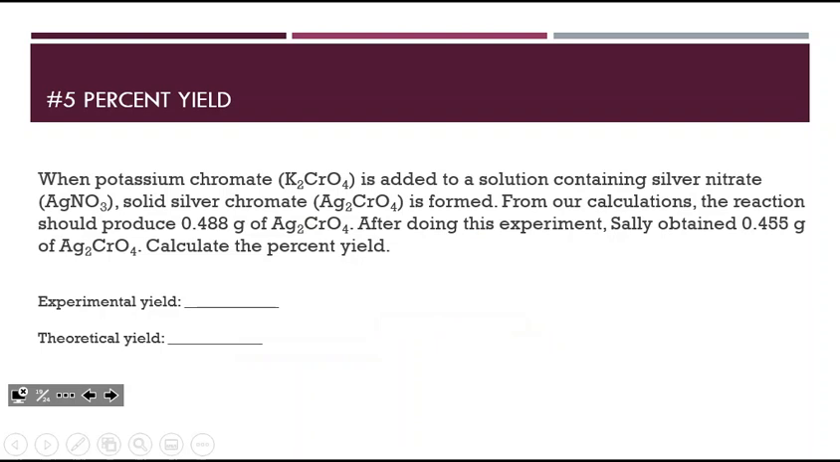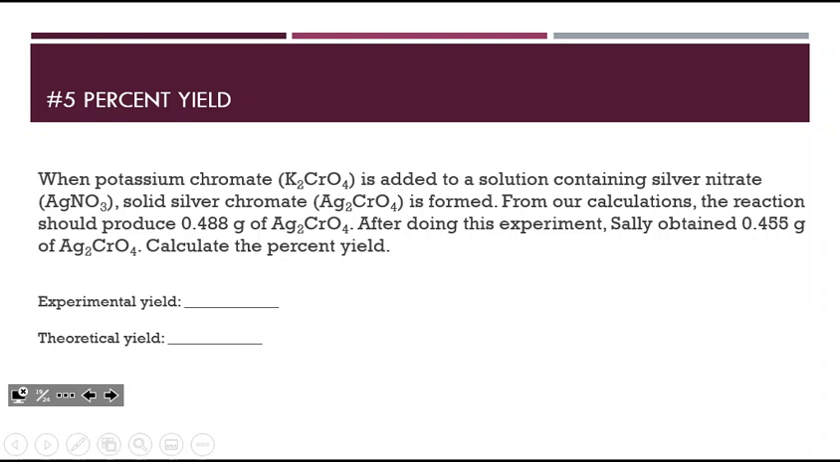All right, so here's our first example. This one's nice and easy because they don't make you do any extra calculating, because they tell you what the theoretical yield is. When potassium chromate is added to solution containing silver nitrate, solid silver chromate is formed. From our calculation, the reaction should produce 0.488 grams of the silver chromate. After doing this, Sally obtained 0.455 grams of the silver chromate. Calculate the percent yield.